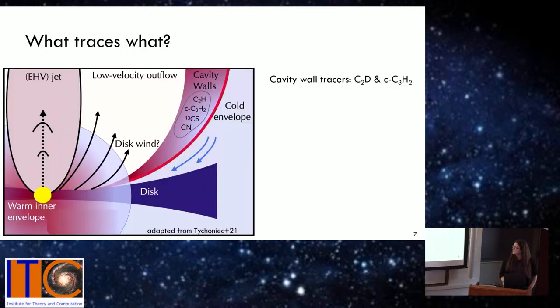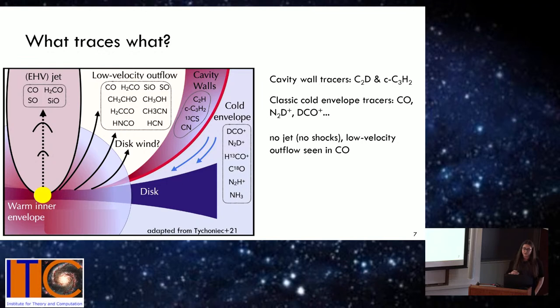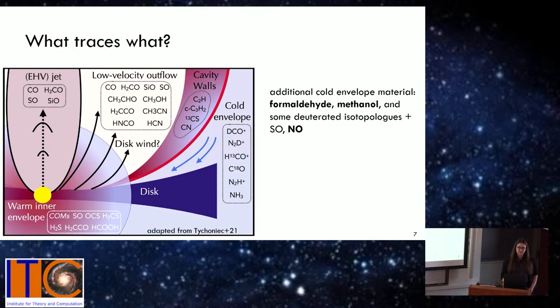For instance, there's this really nice work of Lukasz Tychoniec, where he investigated a lot of protostars and grouped the molecules that he found into different components of the system. I was able to compare the molecules that I find in the APEX data with components that are, for instance, typical for the cavity walls. So in the APEX data, there are species such as C2D or cyclopropenylidene that are commonly associated with the cavity walls that are due to the outburst. We also have very typical classical envelope traces such as CO, N2D+ or DCO+ in the data. There is no warm envelope species, for instance a non-detection of SiO, but we also see traces of the outflow. We didn't find any warm envelope species, but we found additional cold envelope material such as formaldehyde, methanol, deuterated molecules, SO, and NO.